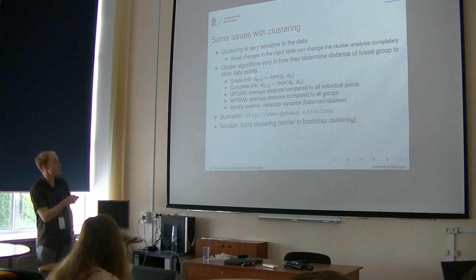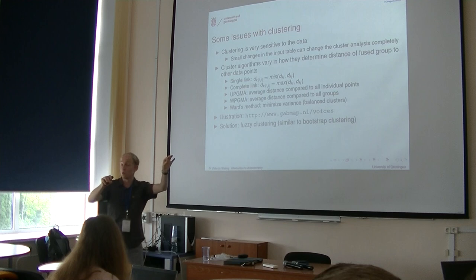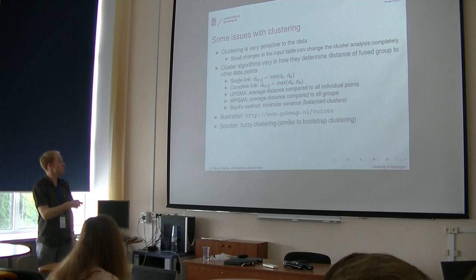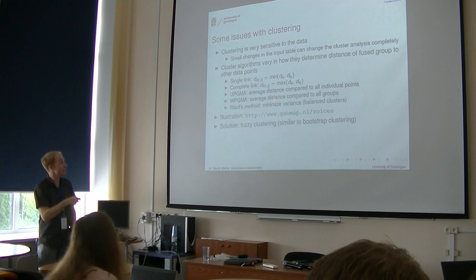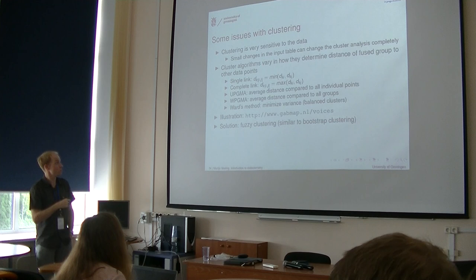So you have 2 points, and then the distance from the cluster to all the other points is simply the minimum of the two. And you have complete link, which is the maximum of the two. You have UPGMA, unweighted pair group mean average, which is the average distance compared to all individual points. And then we have WPGMA, which is weighted pair group mean average, which is the average distance compared to all groups rather than the individual points.